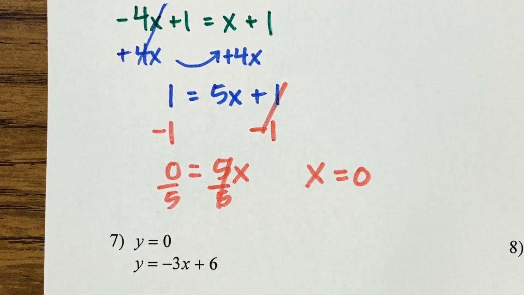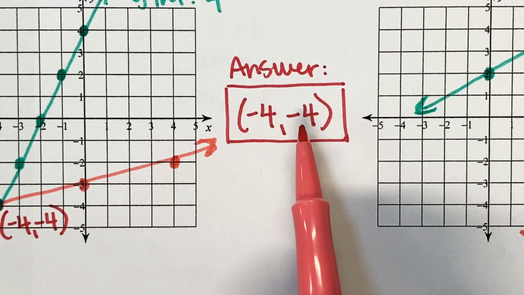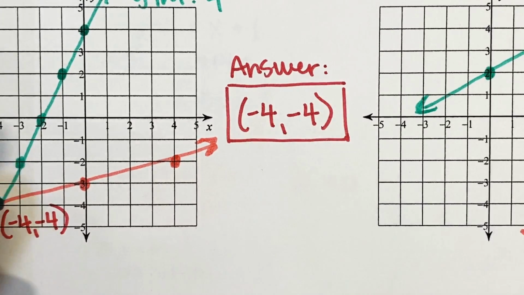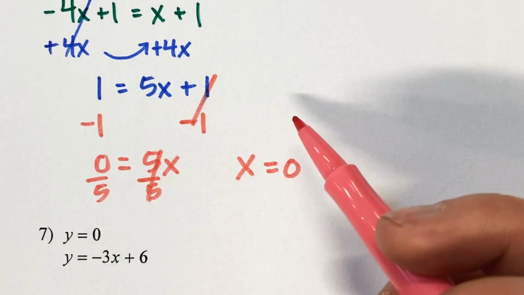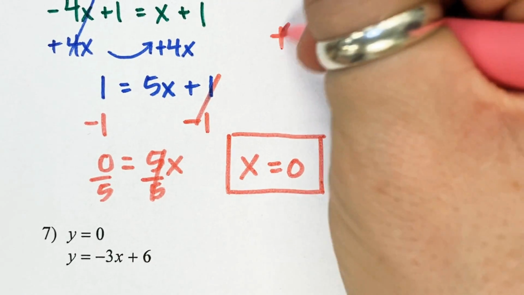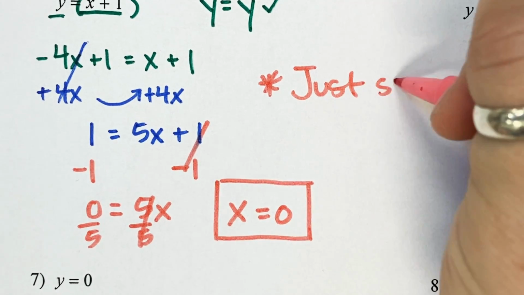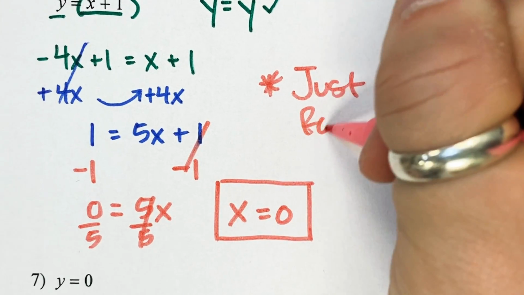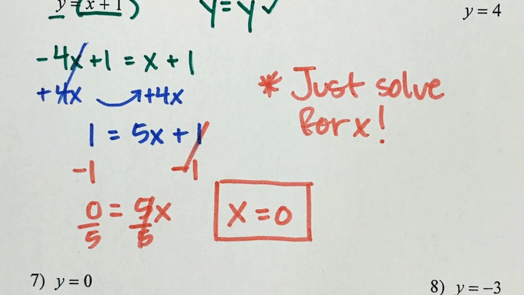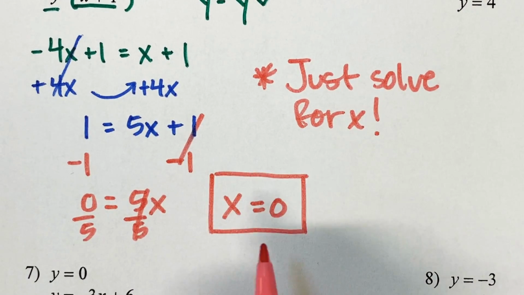Now here's the thing. When we were graphing, let's go back to one of our graphs. When we were graphing, we could find the x and the y. We had 2 answers. But for now, I just want us to find the x. So let's make a note on our paper. Just solve for x for now, which we did. We figured out that at number 5, x equals 0.